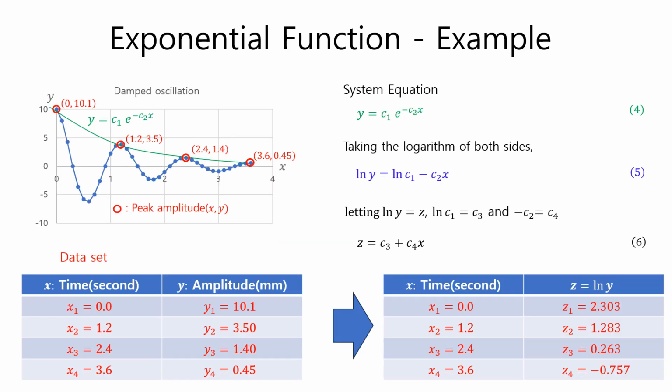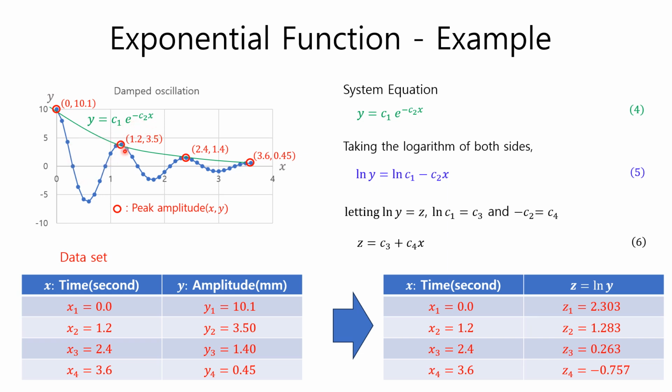Let's solve an example of an exponential function. The measurement data in the example are four sets as shown in the table below left. If this is expressed graphically, it looks like the graph on the left. The system function is expressed in equation 4 and is already known.